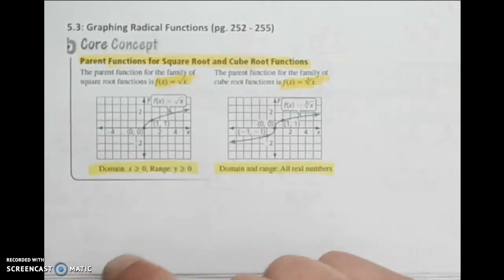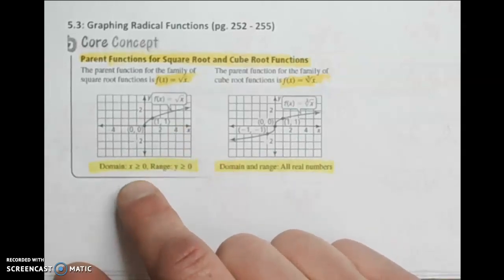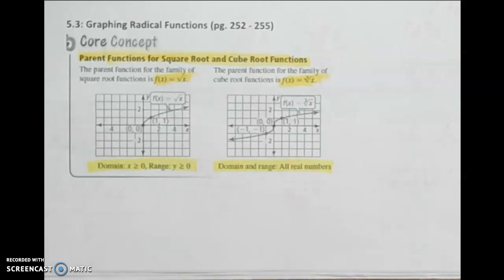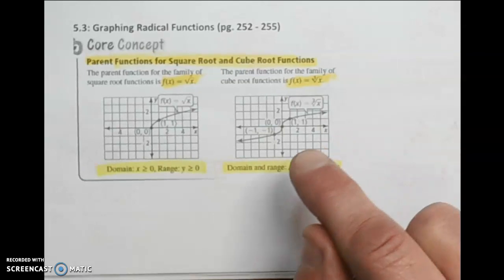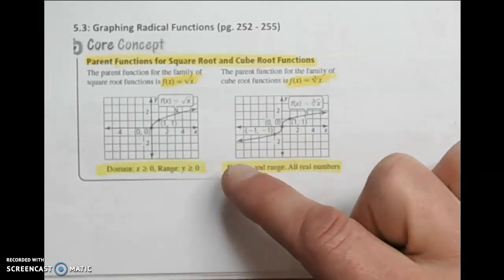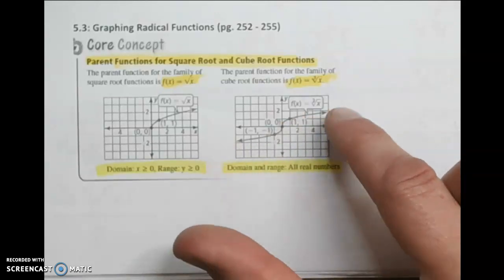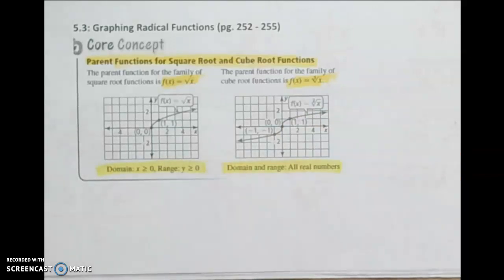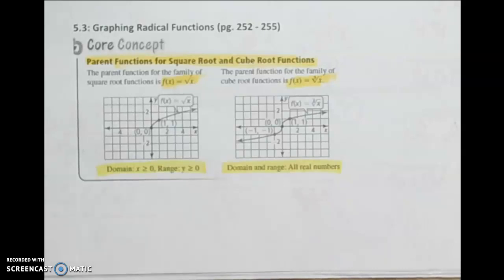But it won't be any negatives, so it's always going to be x is greater than or equal to something, wherever that starting point is, and y is greater than or equal to something. The parent function of the family of cube root functions is f of x equals the cube root of x. And this one, since we can have cube roots of negatives, it is going to venture over to the left-hand side of the y-axis and underneath the x-axis. So this one kind of looks like an S. And in this case, domain and range will always be all real numbers.